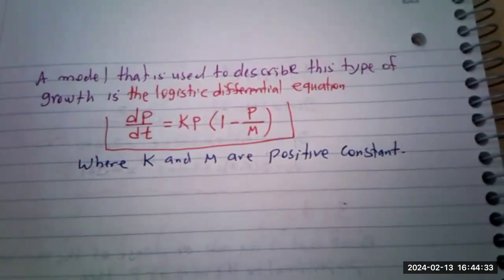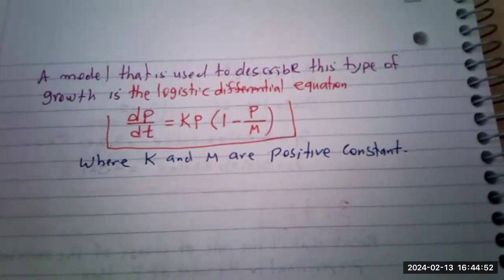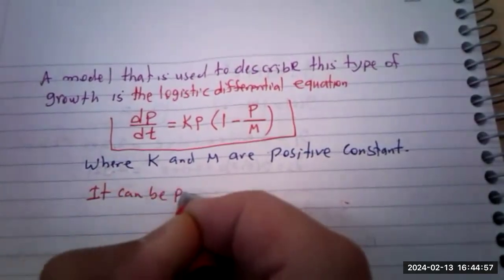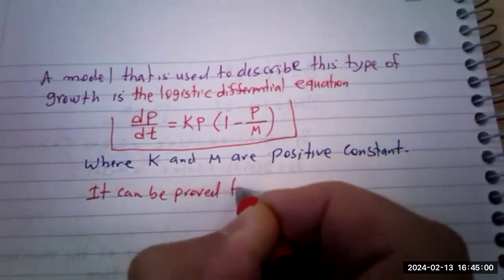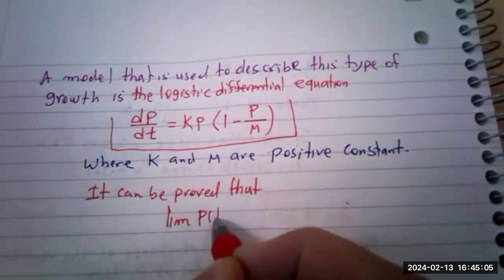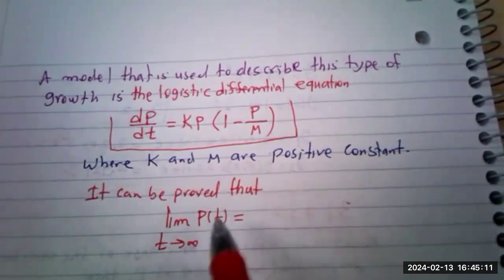This is the model that we're going to be interested in, and M is going to be the maximum capacity given to P. When we solve this equation and find P of t, it can be proved that the limit of P of t, the population, when t goes to infinity, can you guess what this number is?